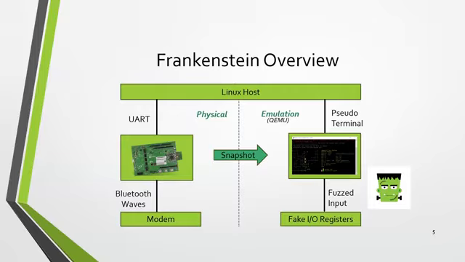In order to emulate the physical system, Frankenstein takes a snapshot of the running firmware, sends it to the Linux host, and runs the emulation there using QEMU in user mode. The emulated firmware is attached to the Linux host Bluetooth stack. So then in this emulation, the serial interface is replaced by a pseudo terminal, and the radio interface is replaced by fake input-output registers, allowing fuzz inputs to be injected directly.